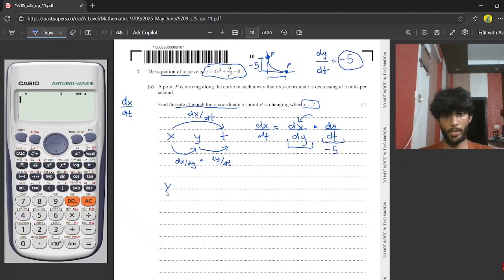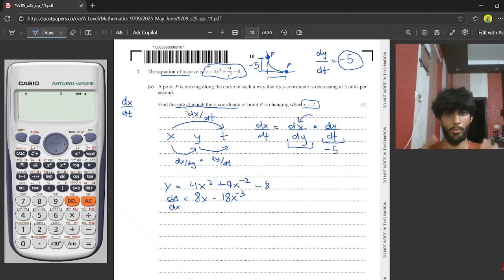So what we will do is write that equation, y equals 4x squared plus 9 times x raised to the power negative 2 minus 8. And so you can find your dy by dx, which is going to be 8x minus 18x to the power negative 3, and that minus 8 is just going to be 0. So let me just check that. This is 8, this is 18x raised to the power negative 3.